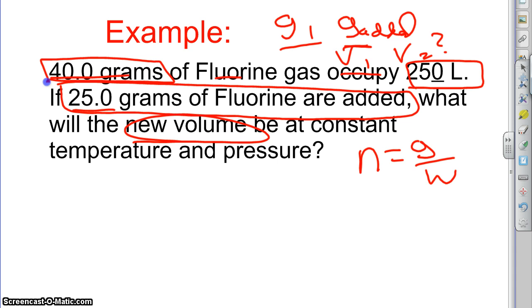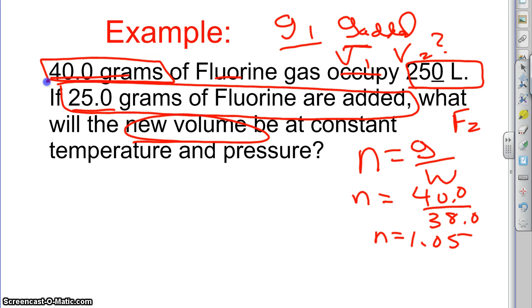To find the moles of fluorine, we take 40.0 divided by the molar mass of fluorine. Now, fluorine is F2. It's a diatomic. It comes in pairs, so it's going to have double the molar mass you'll find on the table. So instead of 19.0, we're going to use 38.0. 40 divided by 38.0 is 1.05.